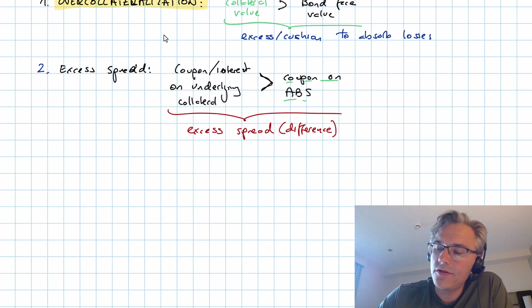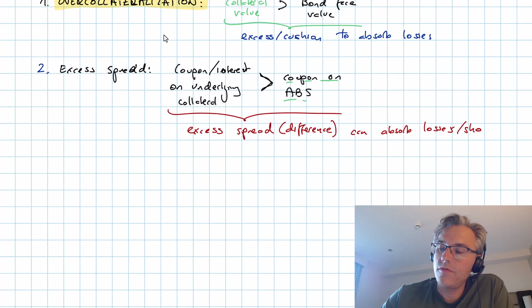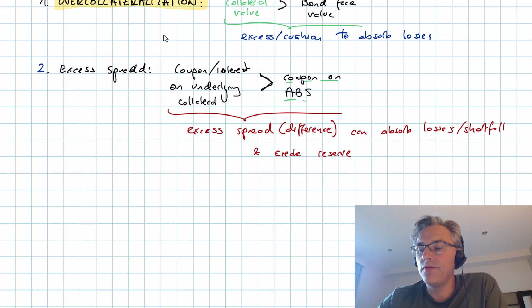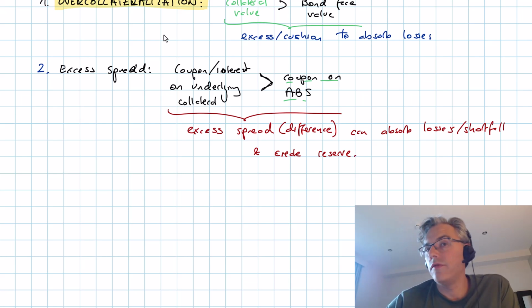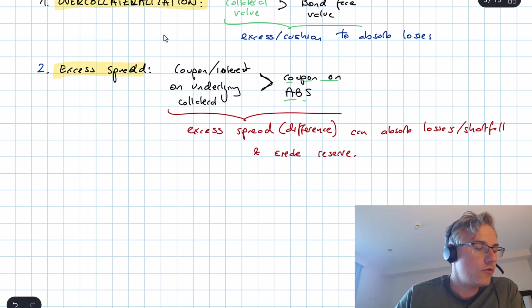Its purpose is to absorb potential losses, up to obviously some amount only, losses or shortfall, and potentially also create a reserve, which may be used in case such shortfalls arise later on, so to speak. Right, so that was the notion of excess spread.